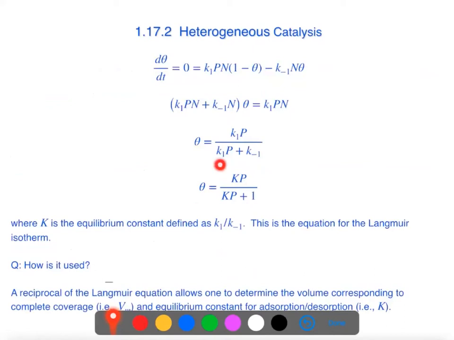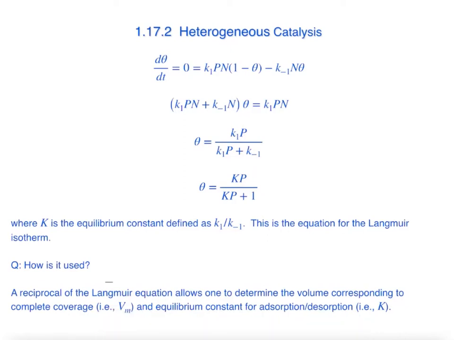Now note, this expression shows explicitly the adsorption rate constant and desorption rate constant. We can also divide each term by K minus 1 such that we can now include the equilibrium constant. So if we divide this term and this term by K minus 1, we end up with the equilibrium constant times the pressure. And of course, this term will end up being 1. So the equilibrium constant, again, is defined as the ratio of those 2 rate constants. So this is the equation for the Langmuir isotherm.